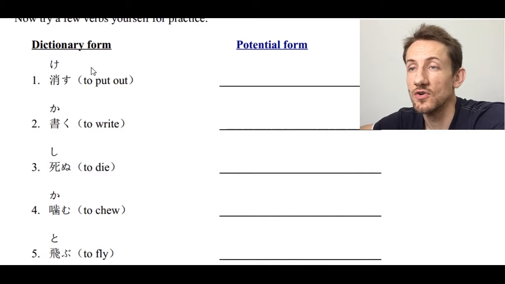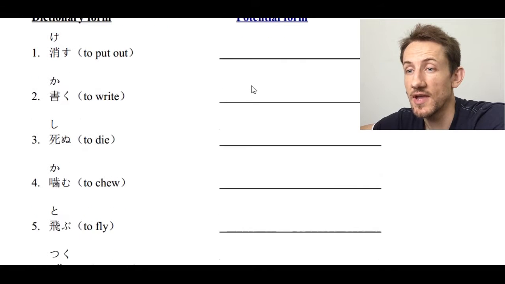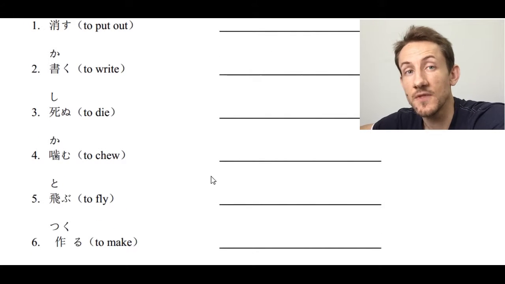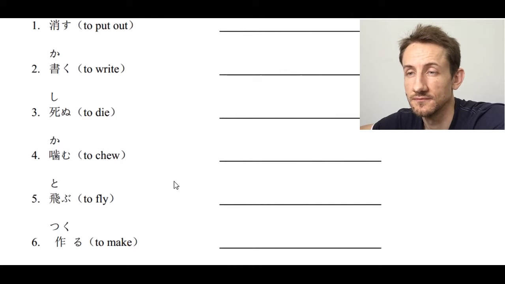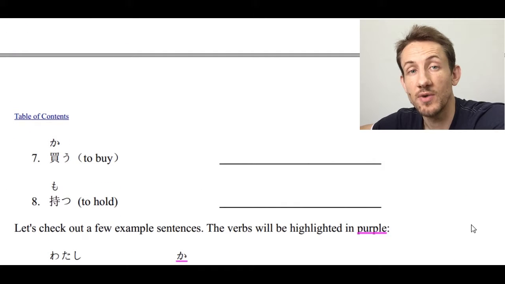Here's what we're going to do. We have in the left column the dictionary form of our verbs, and in the right, we're going to write the potential form of the verbs. Here we have numbers 1, 2, 3, 4, 5, and 6. Pause the video and answer those. And 2 more at the bottom, number 7 and 8. Pause the video and answer those.